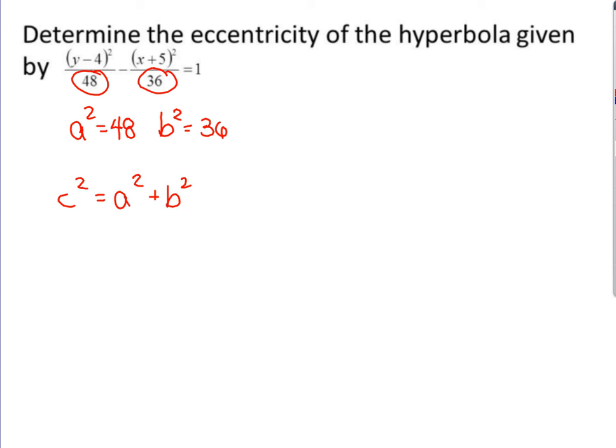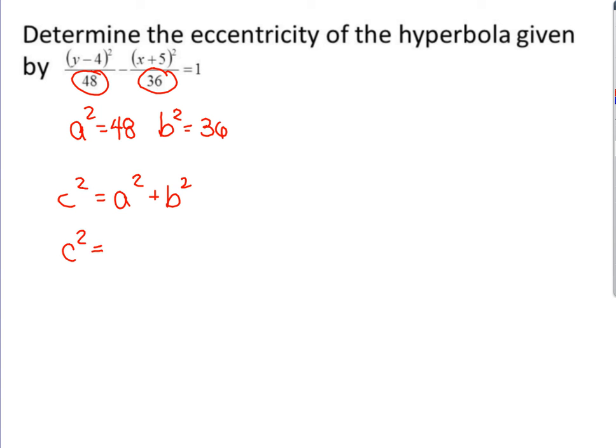Now, remember, when we're dealing with hyperbolas, the first value is always your a squared. It doesn't matter if it is the larger or the smaller value. And the second number is your b squared. But remember, the difference with hyperbolas is that c squared is equal to a squared plus b squared. With an ellipse, it's a squared minus b squared.